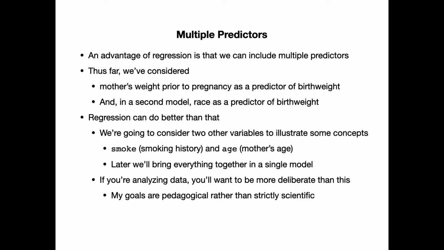Okay, and so what we're going to do is illustrate the concepts by adding two more variables to our model. The first is going to be smoking history, and then the second is going to be mother's age. If you were to analyze this data for your own studies, I'd want you to be a little more specific or deliberate about why you'd pick particular variables and that sort of thing. But my goals here are primarily just to teach you the ideas and how to do things like interpretation. And so just bear that in mind.